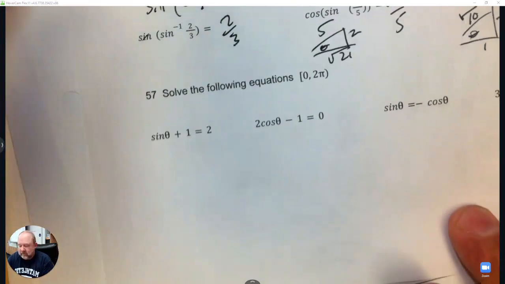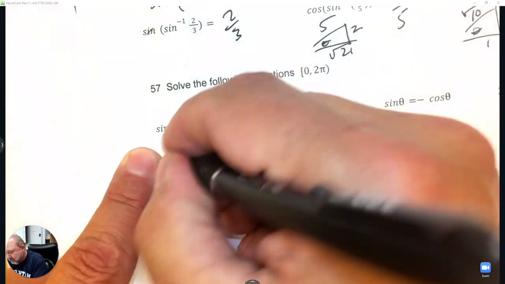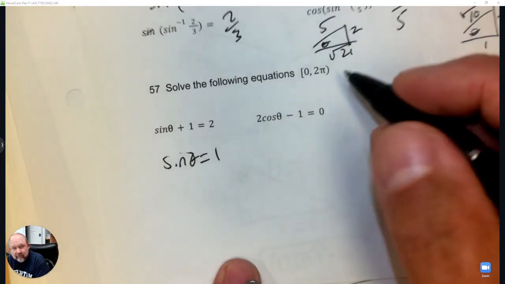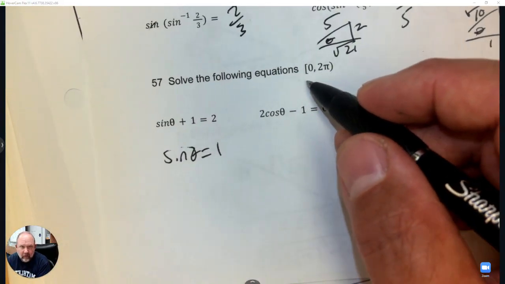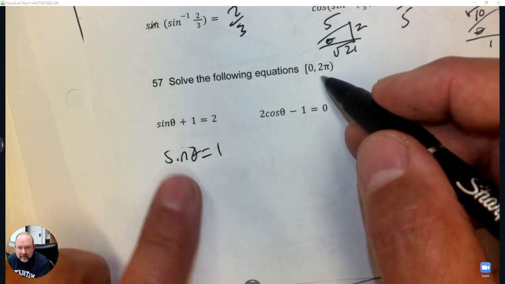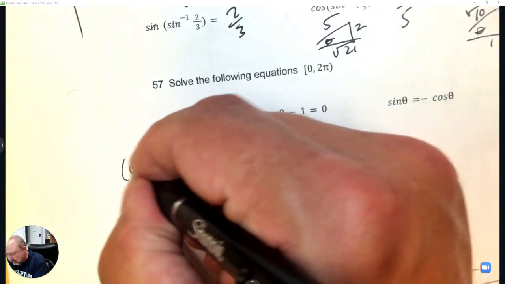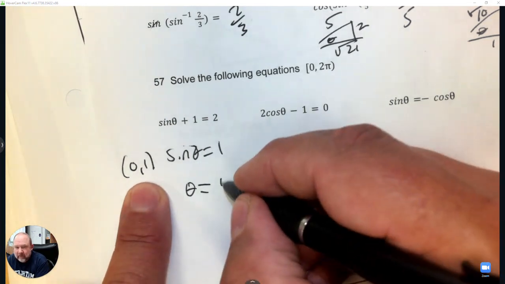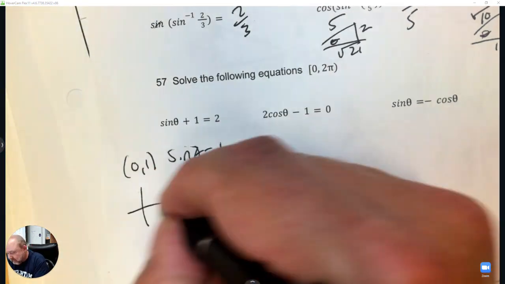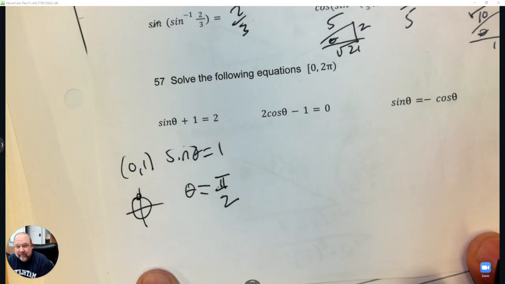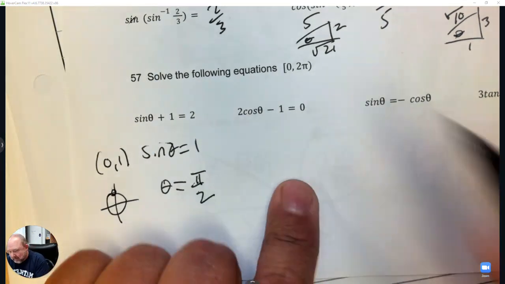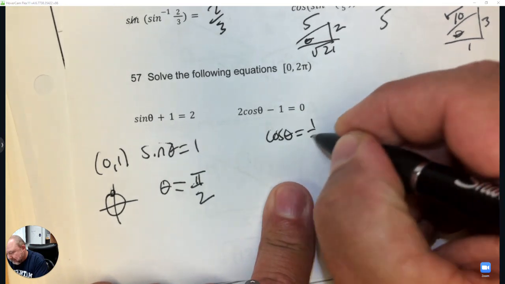Can you solve an equation? So get sine theta by itself. So we're going to subtract 1. And then where on the unit circle, these are all going to be positive angles from 0 to 2 pi, is the y-coordinate 1? So there's only one place for that angle. That's at the top of the circle. So the answer is pi over 2. Often for this, I just draw it like that and go, okay, it's up there. That's the only place where sine is 1. One answer.